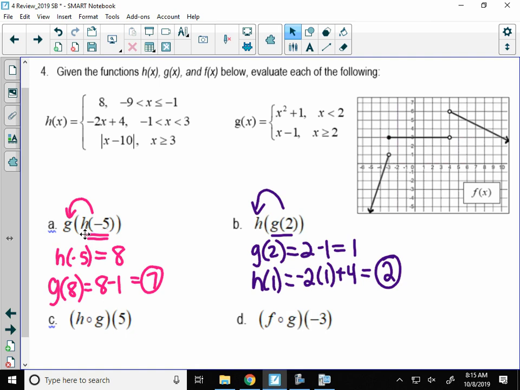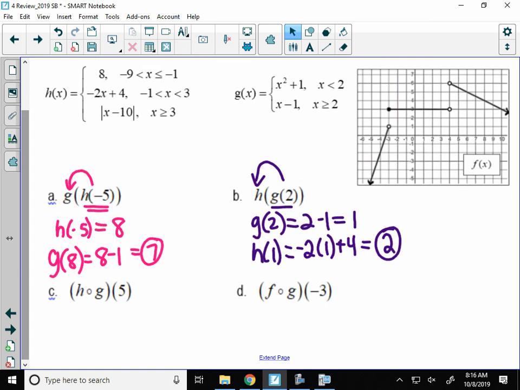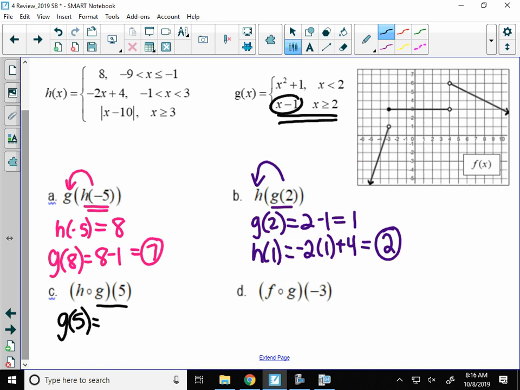All right, C. H of g of 5. So g of 5 is what I do first. And 5 is in this bottom part of the domain. Again, it's bigger than 4. So I'll have 5 minus 1, which equals 4.